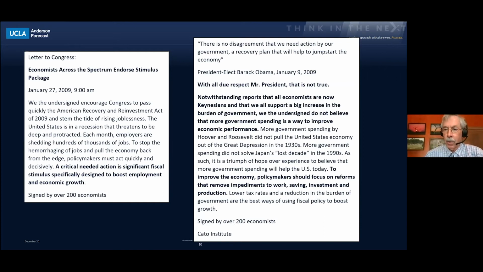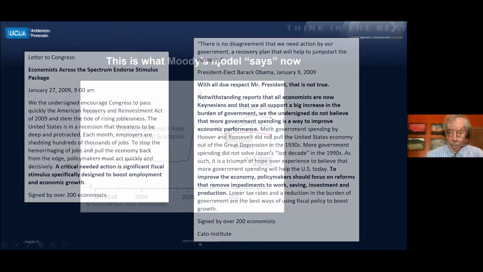Notwithstanding reports that all economists are now Keynesians, we think you shouldn't be doing the spending to improve the economy. Policymakers should focus on reforms that remove impediments to work, saving, investment, and production. That's the two tribes that you see, the interventionists and the non-interventionists.